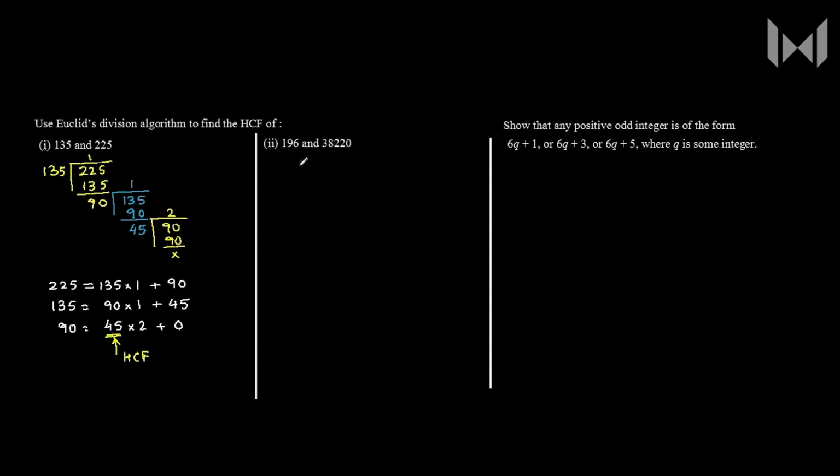In a similar way, we shall go on to find the HCF for 196 and 38220. So we start the same way. 196, we have 38220. First it goes one time, so it's 196. We are left with 186. We bring down 2.